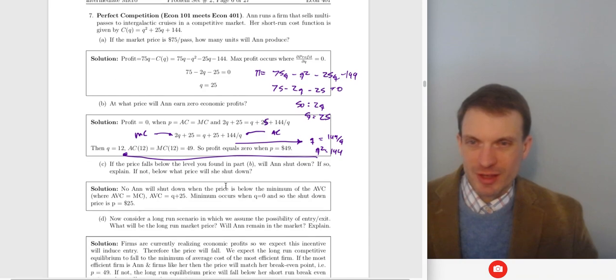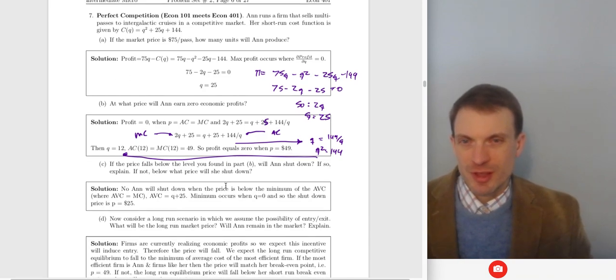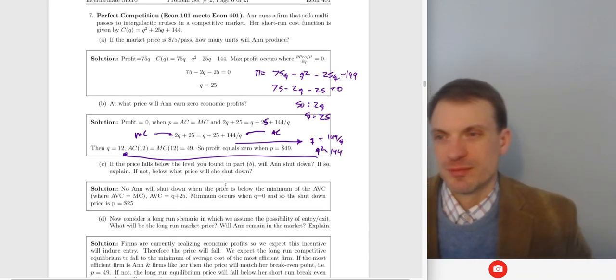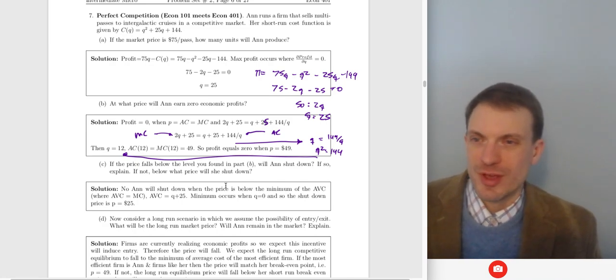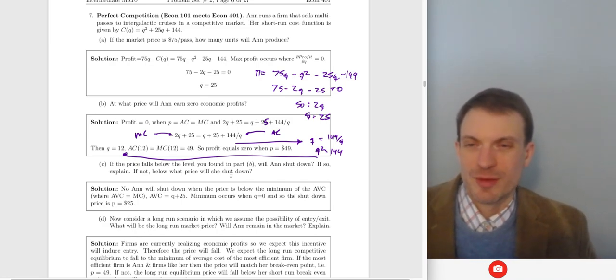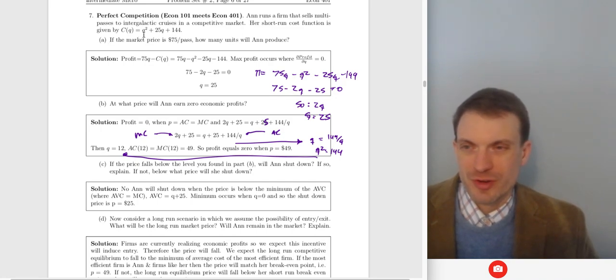Question number 7. Anne runs a firm that sells multi-passes to intergalactic cruises in a competitive market. Short run cost function is given by Q squared plus 25Q plus 144. Market price is 75. How many units will Anne produce?